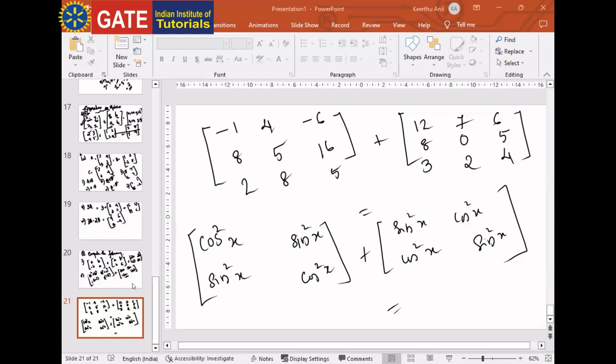All one only, no? Getting it as 1, 1, 1, 1, right? It is based upon the identity sin square theta plus cos square theta equals 1. So for every addition, you will be getting cos square theta plus sin square theta or sin square theta plus cos square theta. So all the elements are going to be 1 only. So 1, 1, 1, 1 will be the answer. Okay? Getting it? Clear?